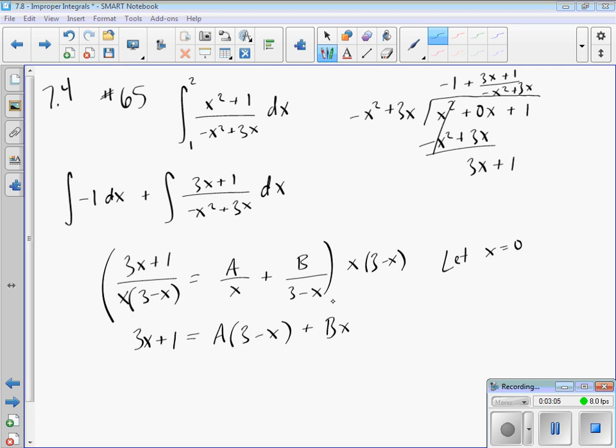So I always just let x equal 0 because that piece will go away. And I get 1 is equal to 3a. So then I get a is equal to a third. And then I'm going to let x equal 3. So then I would get 10 equals 3b. So b is equal to 10 thirds.